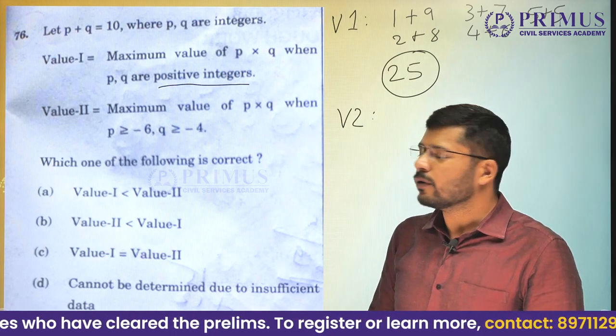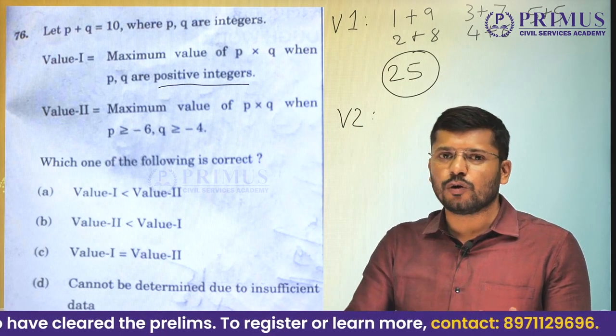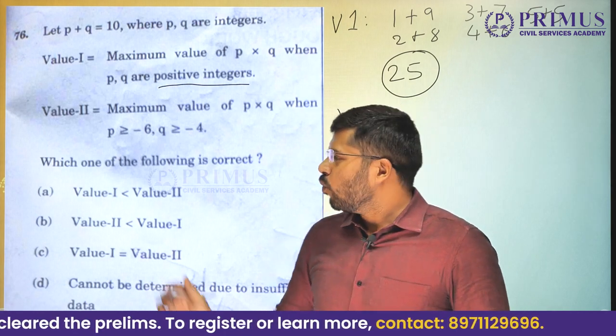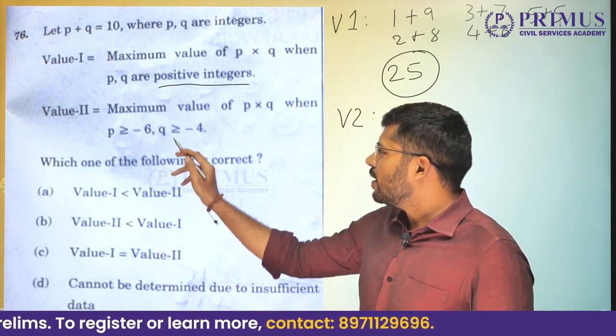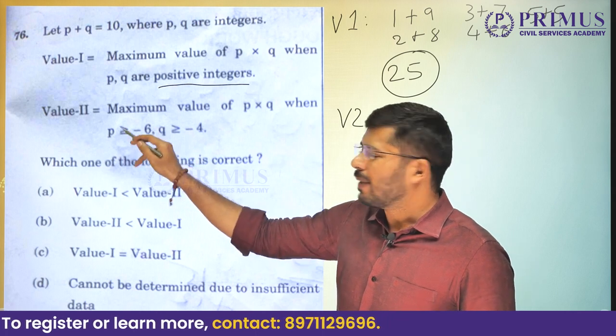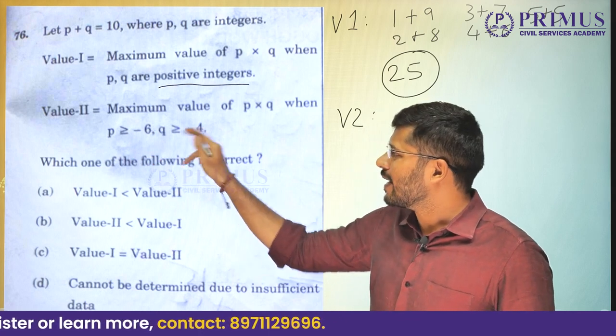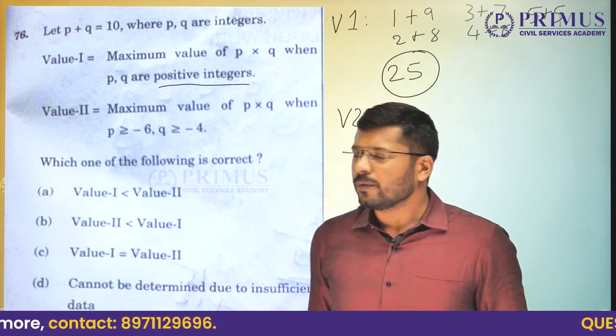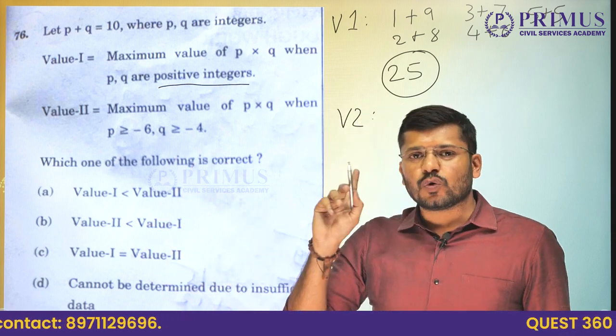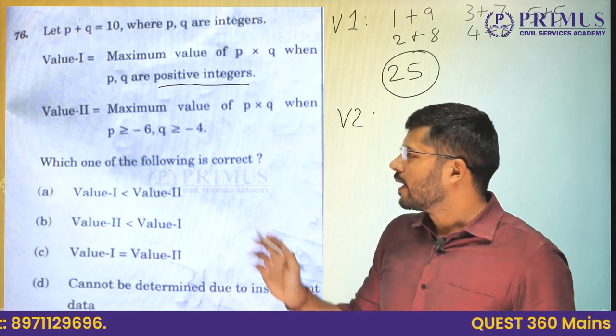Both of them have to be negative or both of them have to be positive. Let us see the condition when they are both negative. When they are both negative, the values that will give us the greatest product are minus 6 and minus 4. 6 into 4 will give us only 24. Okay.